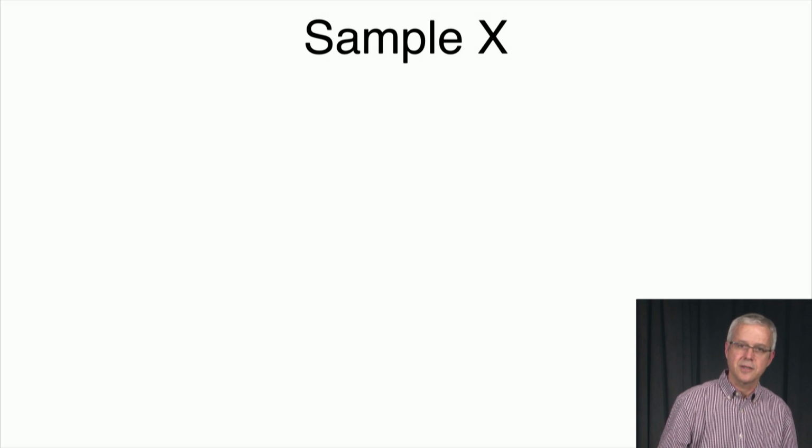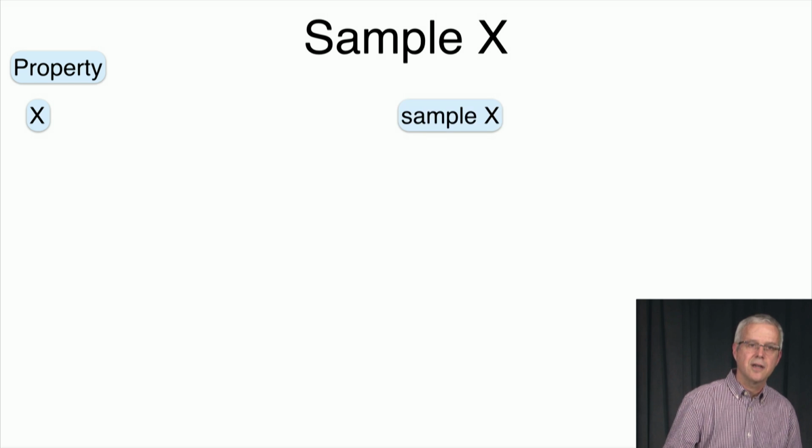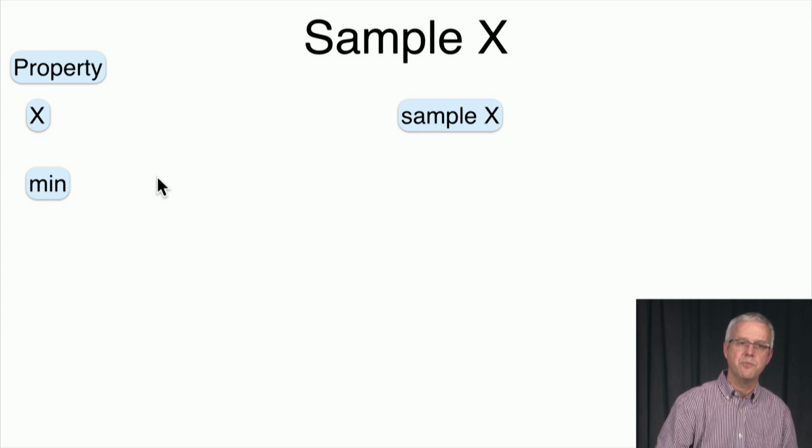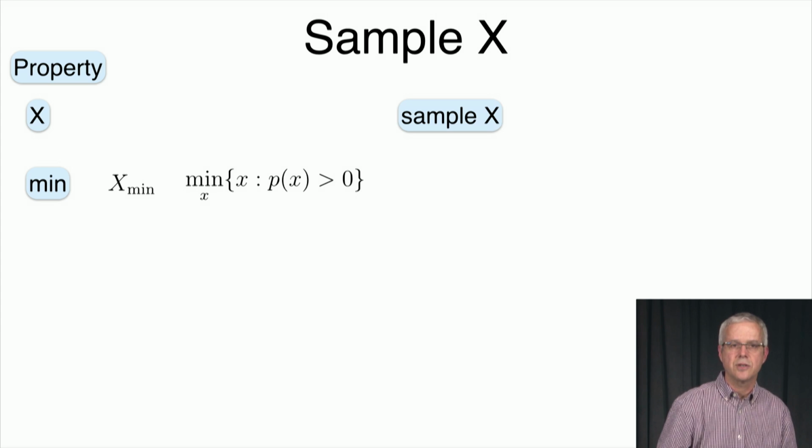So let's look at this sample X. So we're going to have a property. Let's call it property X. And based on that, we'll get sample X, which is going to be an estimator. So take, for example, the minimum. So let's say we want to find the minimum x min, which is just the smallest x that has positive probability. So for example, if the distribution is normal, then x min is minus infinity. But if the distribution is uniform from 5 to 7, then x min is 5.